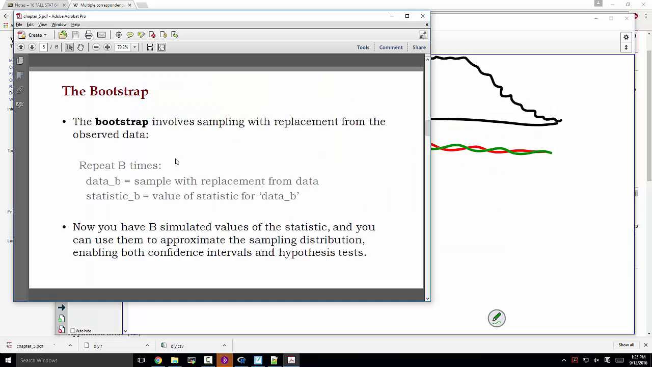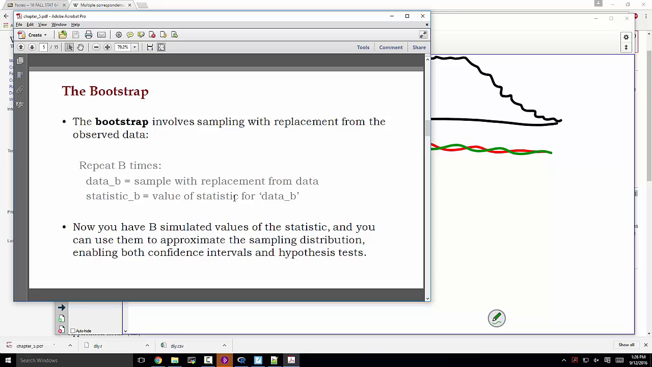All right, so for capital B times, we're going to use a for loop in R. I'll give you plenty of examples of how to do that. You go inside and sample with replacement to get a new pseudo version of your data, and then you compute the statistic that we're interested in.